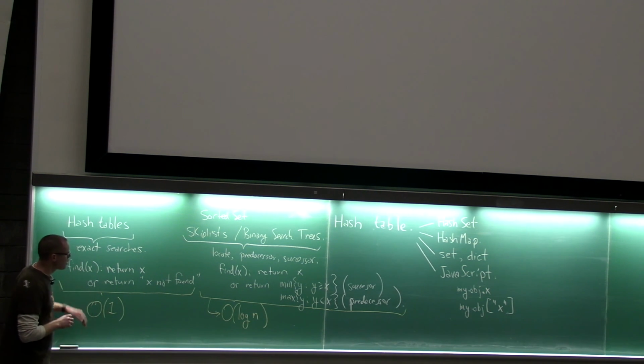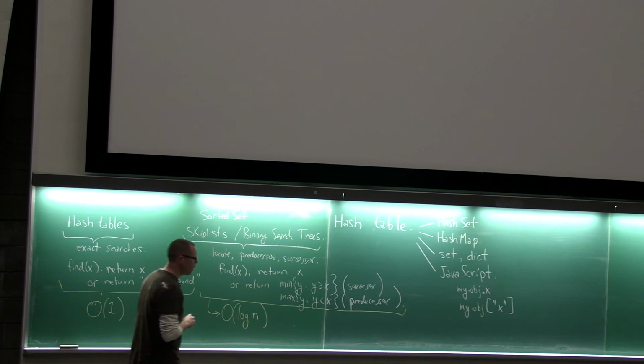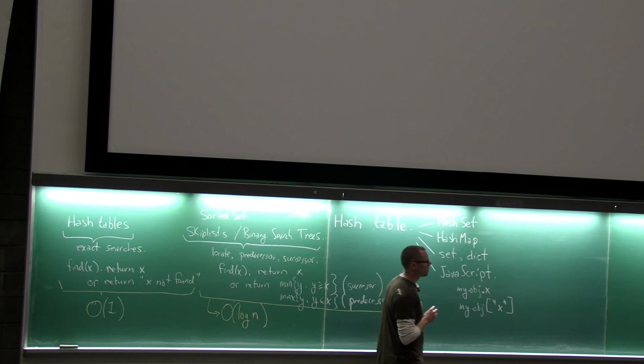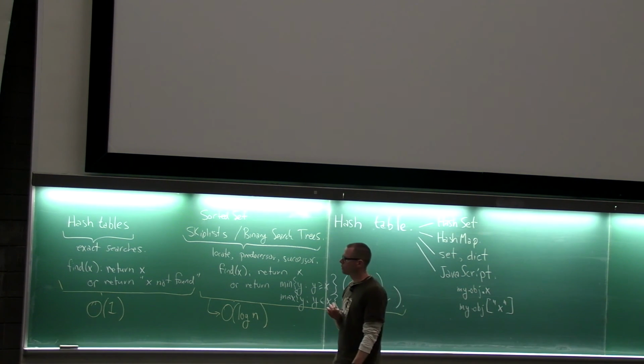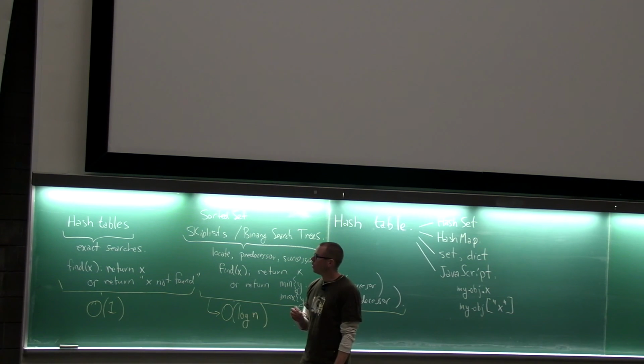And that's why these things, well, in addition to that, the constant inside there is usually quite small. The typical thing we'll see is maybe it's looking at 3 or 4 locations inside an array, or maybe it's looking at 2 items inside a linked list to find X or determine that it's not there.